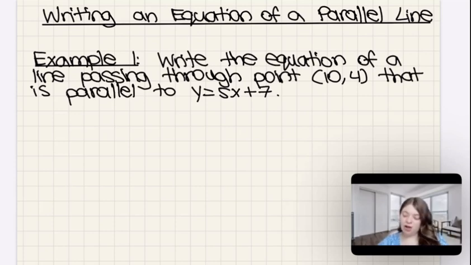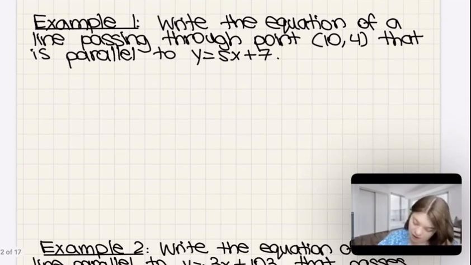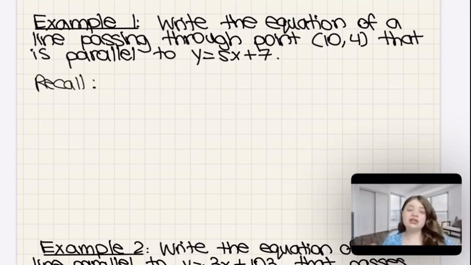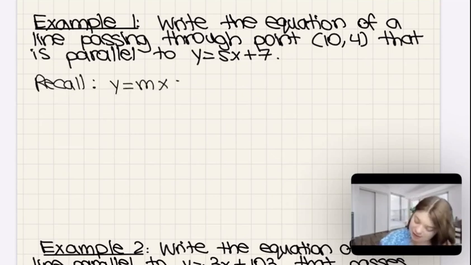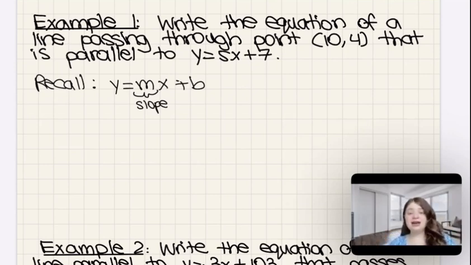And recall that equations of lines have this equation here, y equals mx plus b, where m is our slope, right? And so the coefficient of x is always our slope. That means in this situation, our slope is equal to 5.